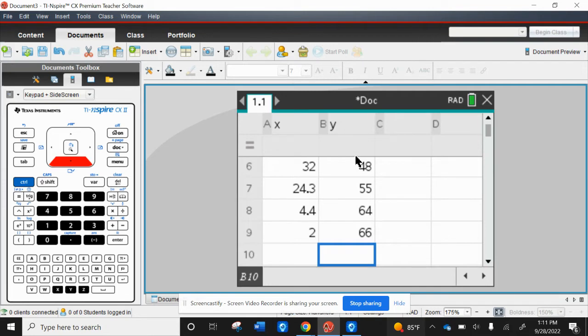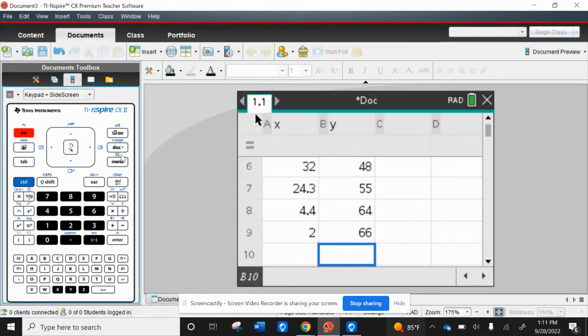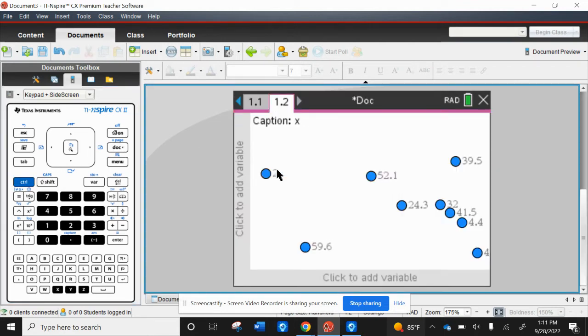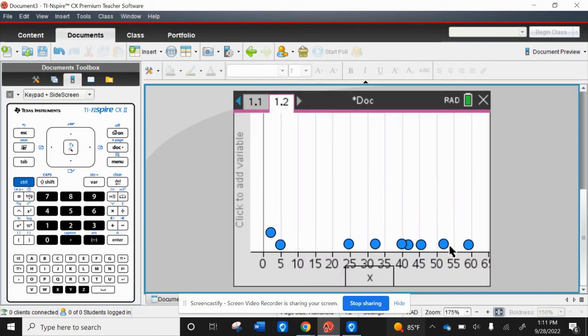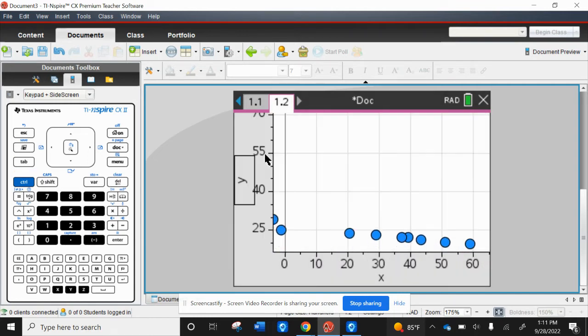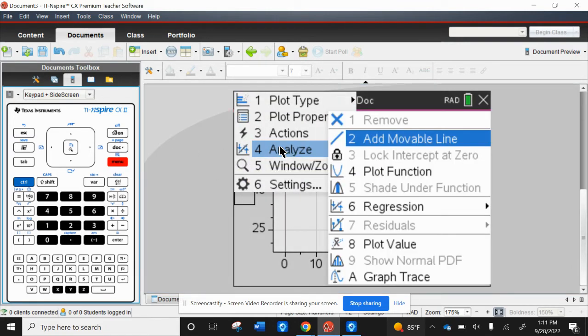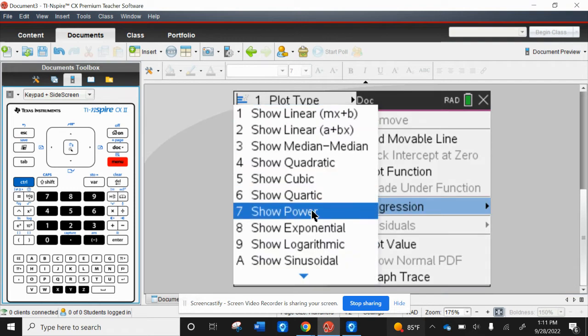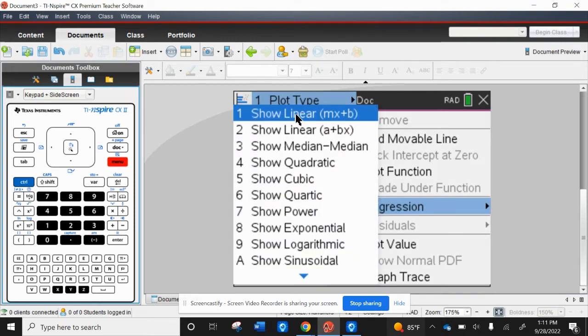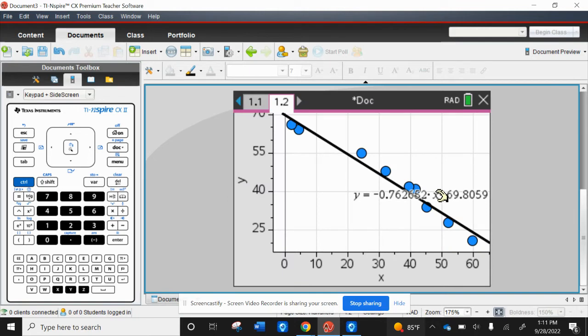All right, now, again, to find the equation, we're going to go to menu. Oh, wait, not menu, sorry. Control Doc number 5, Tab X, Tab Y, Menu, Analyze, Regression, Show Linear MX plus B. All right, and we're going to move the equation so we can see it. And remember, rounding to 2 decimal places.